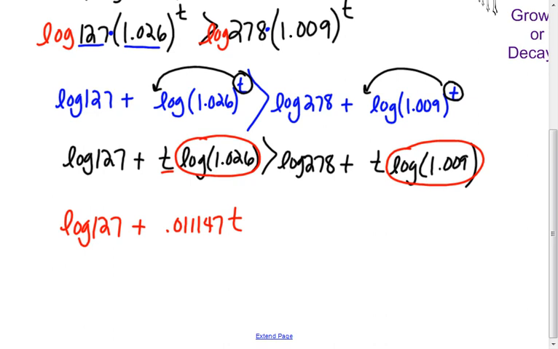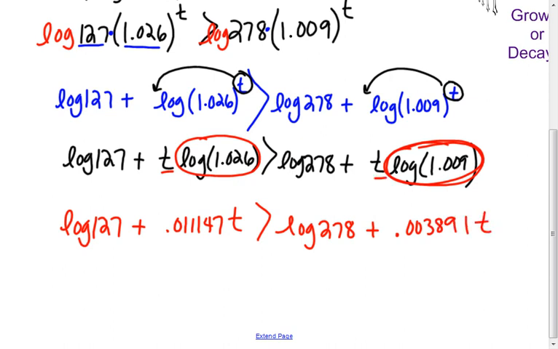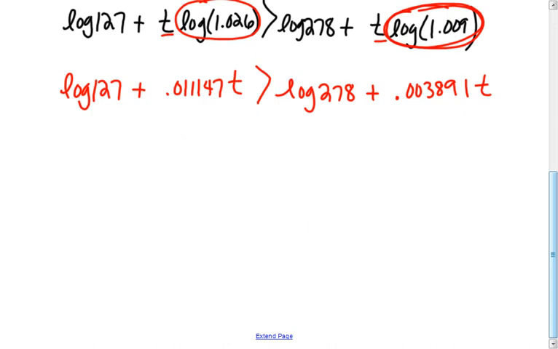Greater than log of 278 plus, and then I'm going to type in log of 1.009 into my calculator. Again, I'll get a gross icky decimal, and it'll be about 0.003891, and then of course you have your t right there. Now I know these are icky numbers, but we can deal with them. So what I want to do is combine the t's, so I will subtract this quantity right here.